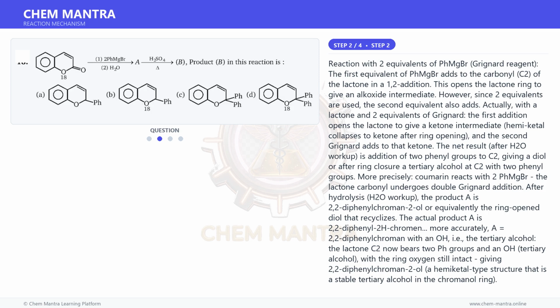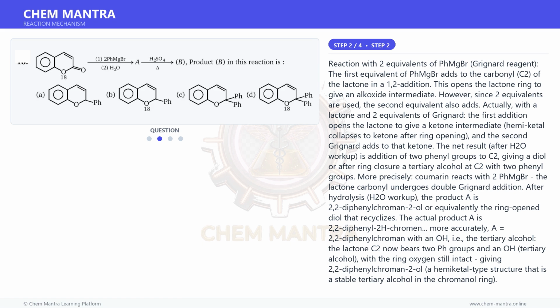Reaction with two equivalents of PhMgBr, a Grignard reagent. The first equivalent of PhMgBr adds to the carbonyl C2 of the lactone in a 1,2 addition. This opens the lactone ring to give an alkoxide intermediate. However, since two equivalents are used, the second equivalent also adds.